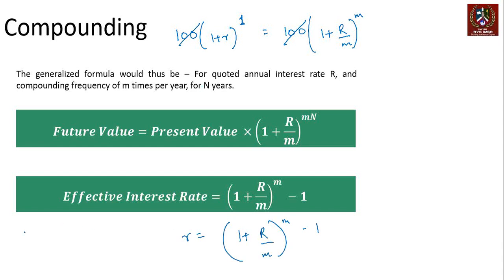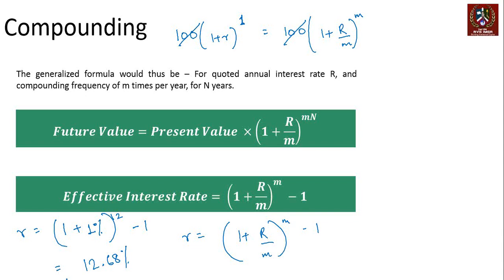In our first example, the effective interest rate is 1 plus R, which is 12%, M is 12, so 1 plus 1% raised to the power 12 minus 1. If you solve for this, this will be 12.68%. So effectively, you don't need to remember or memorize the formula. You just need to conceptually try and solve this. And if you solve this conceptually, you'll automatically get to the results that you're looking for.